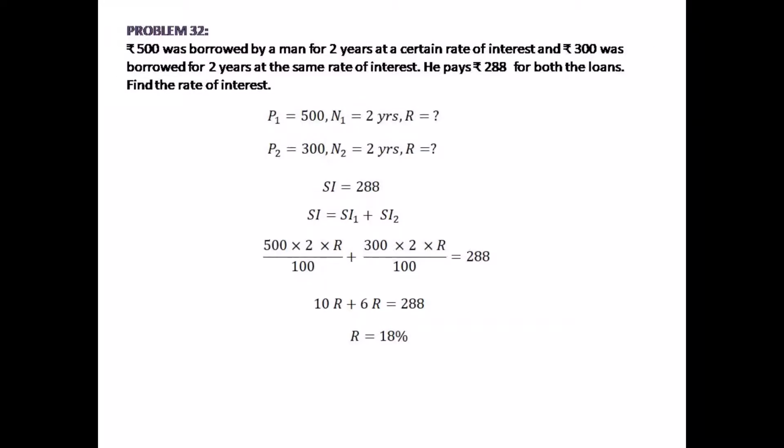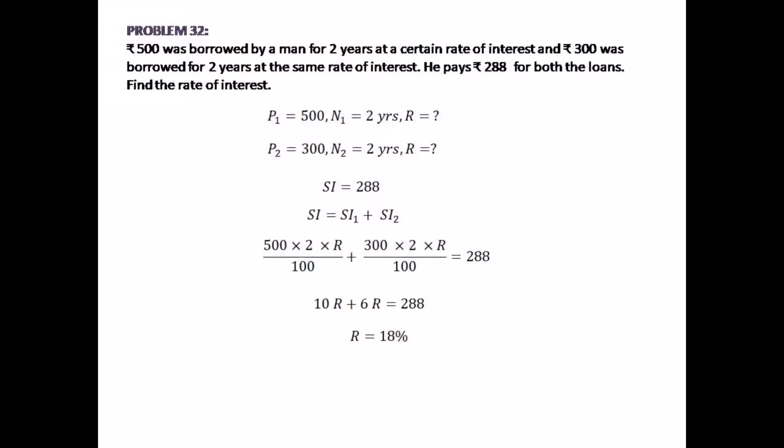Rupees 500 was borrowed by a man for 2 years at a certain rate of interest, and rupees 300 was borrowed for 2 years at the same rate of interest. He pays rupees 288 for both the loans. Find the rate of interest.